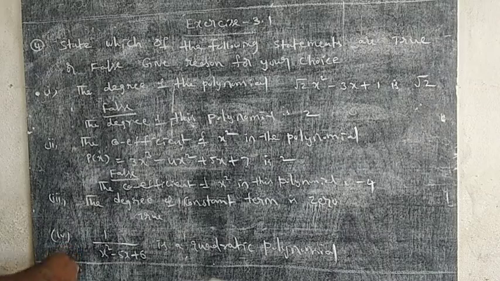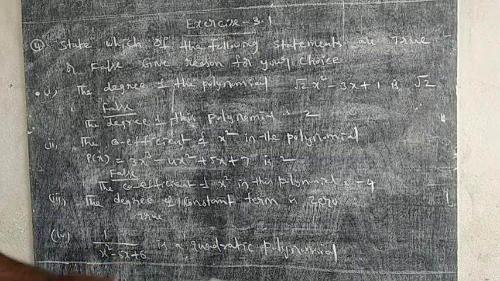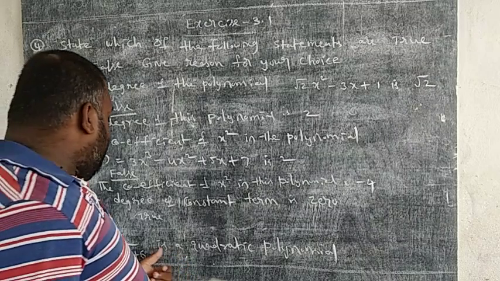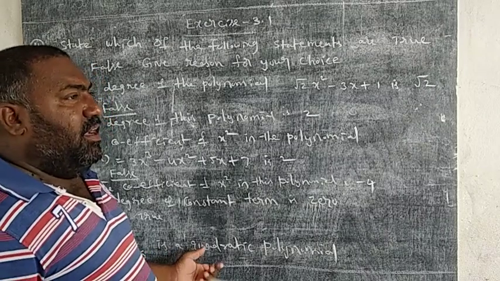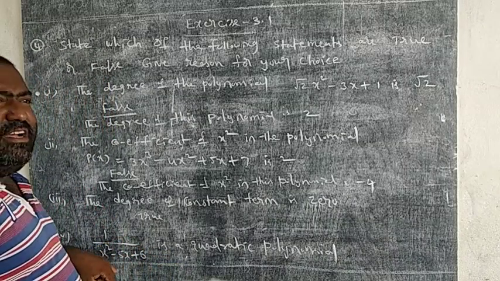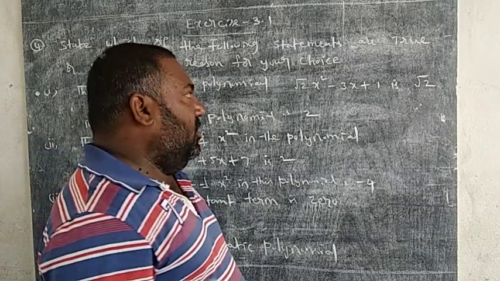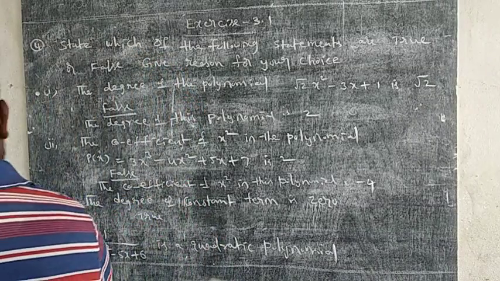Fourth one, the statement is 1 by x square minus 5x plus 6 is a quadratic polynomial. So this statement is false because it is not a quadratic polynomial. It is a fraction. Here the variable appears in the denominator. That's why it is not a quadratic polynomial.